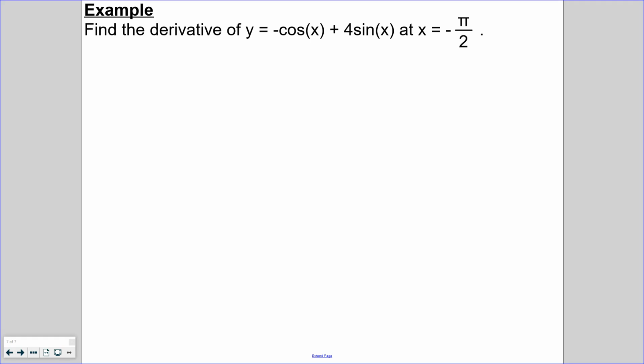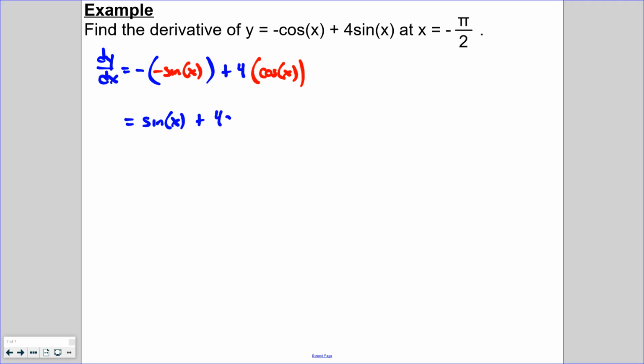So let's see. The derivative is going to be dy over dx is equal to, and then we have the negative in front, that's going to stay alone. And then the derivative of cosine is going to be negative sine of x. And then plus, we can ignore the coefficient, that's not going to change. And the derivative of sine is cosine. Alright, then we'll take that extra step and simplify this down, because negative times a negative is going to give us a positive sine, and then plus 4 cosine of x.